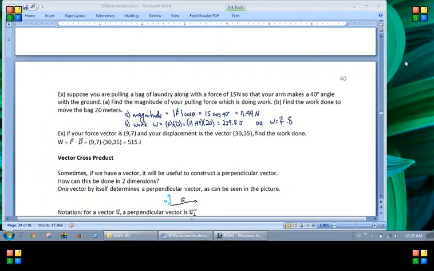So as you can see from the picture, if you just have a single vector in 2 dimensions, it's very clear where the perpendicular vector goes. So it's already determined. So first of all, the notation, if you have a vector u, the perpendicular vector is u with that little cross. I think that's familiar from geometry. And we can say like u perp or u perpendicular.